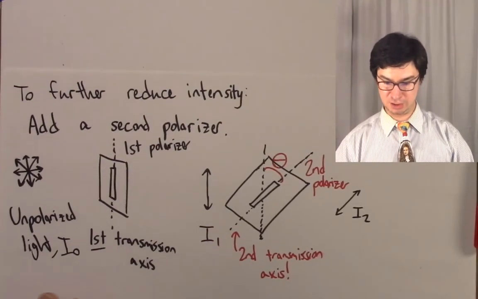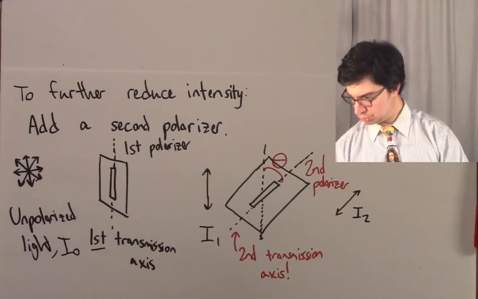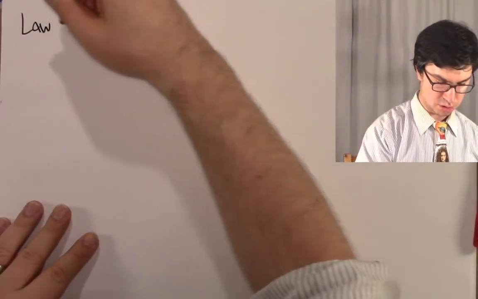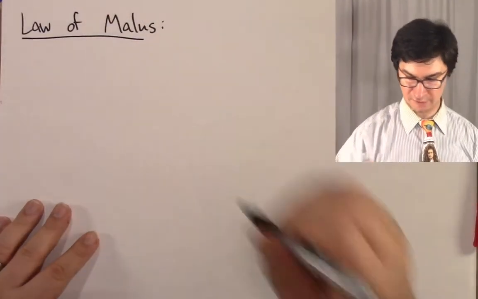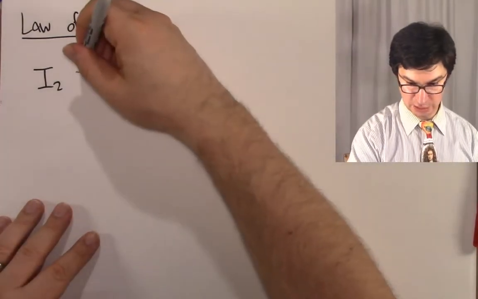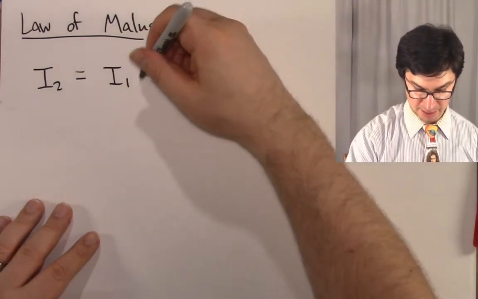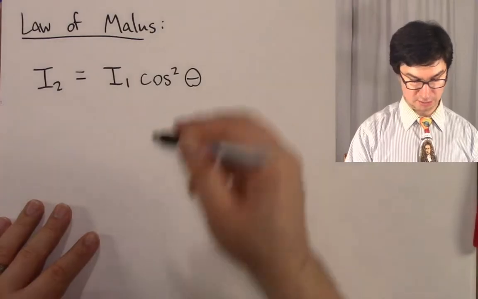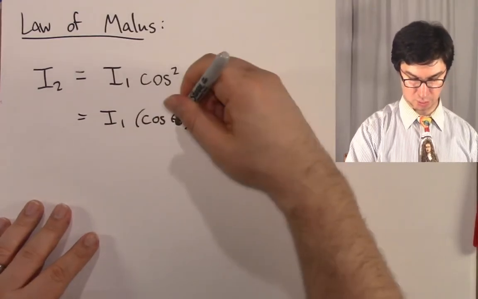And the answer to that question brings us to a very important law, which is called, drum roll please, the law of Malus. Okay, and the law of Malus states that the intensity following the second polarizer, I2, is equal to the original intensity that followed the first polarizer, I1, multiplied by the cosine squared of the angle theta. Okay, this can be written also as I1 cosine theta quantity squared, of course.